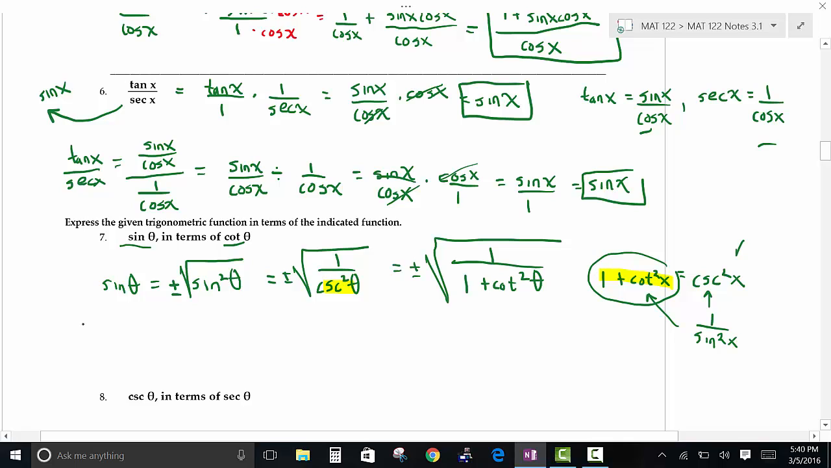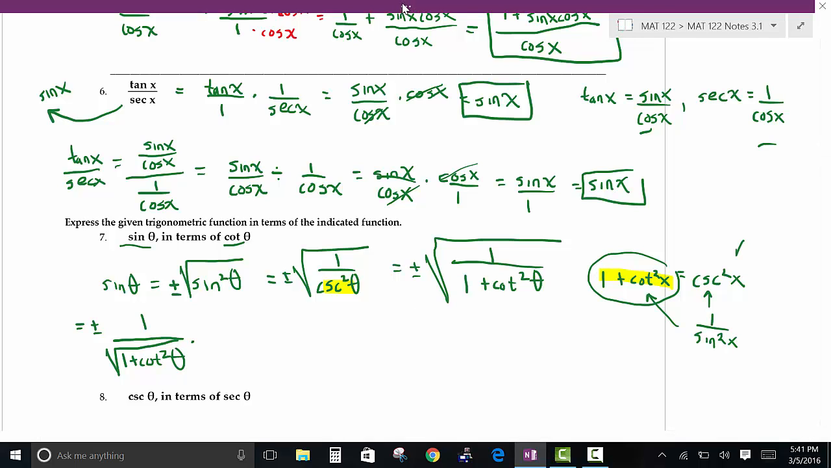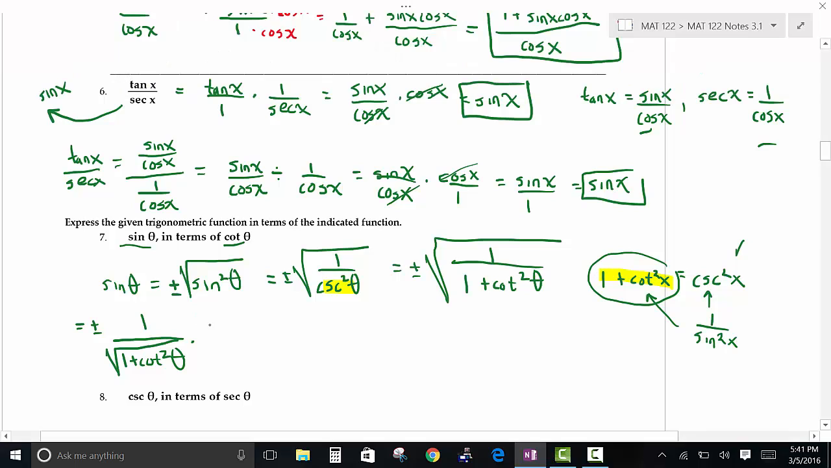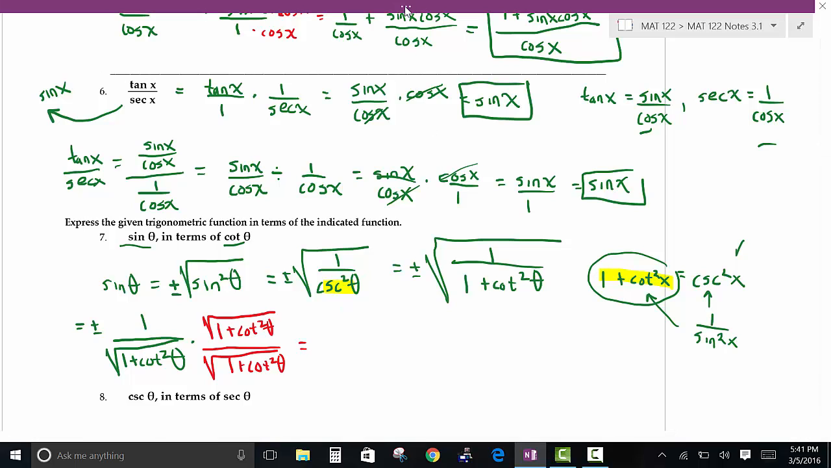However, what I'd like to do is simplify this a little bit. So, of course, the square root of 1 is 1, so we're just going to have 1 over the square root of 1 plus cotangent squared theta. And let's go ahead and rationalize the denominator, and then we'll have a little bit better answer. So I'm going to multiply the top and bottom by the square root of 1 plus cotangent squared theta, and then we should have a simplified answer to that problem.